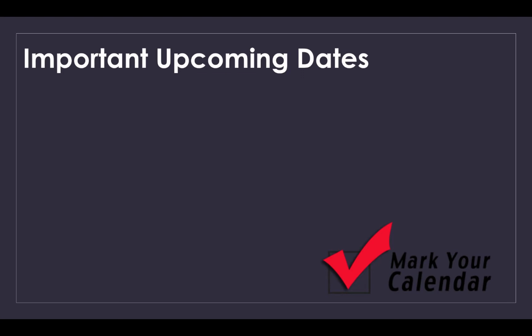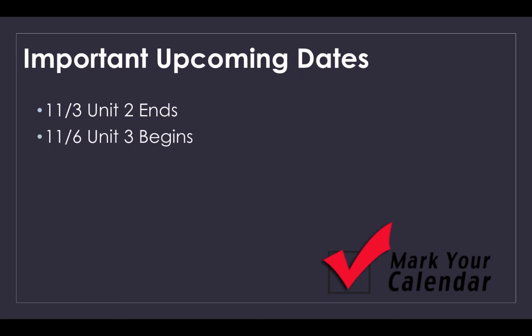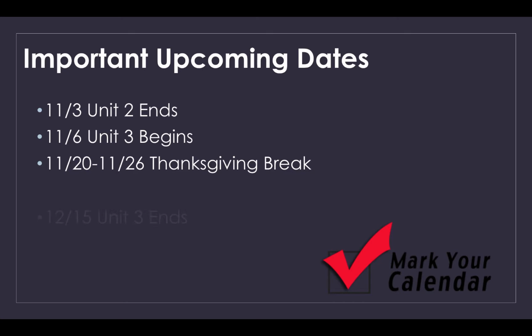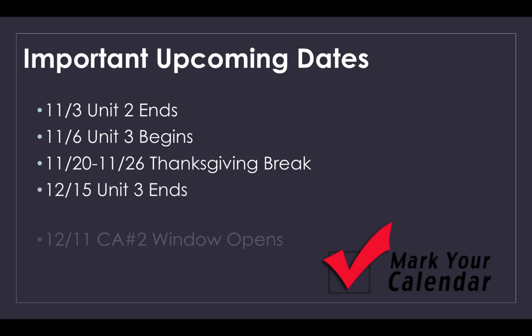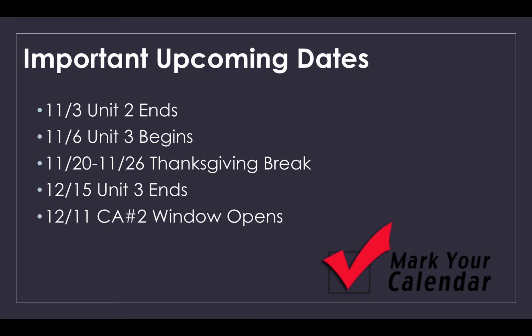As for upcoming dates, I went ahead and highlighted some dates for Unit 3 as well as moving toward the next collaboration day in January. Unit 2 officially ends on November the 3rd with Unit 3 starting on November 6th. You already know this, I'm sure, but Thanksgiving break is from November 20th into 26th, so there'll be no lessons planned for that time. Unit 3 officially ends December 15th. And the CA2 window officially opens on December 11th.